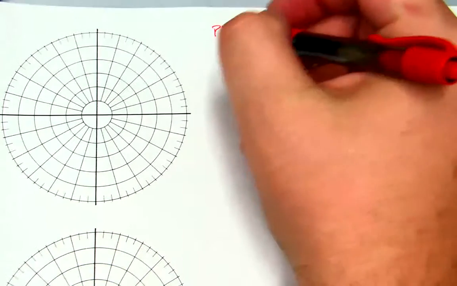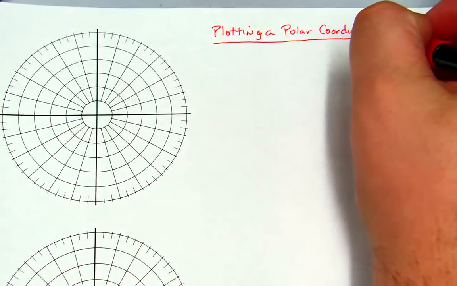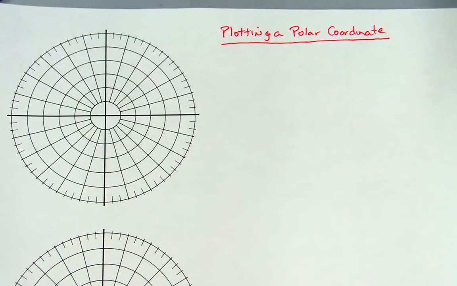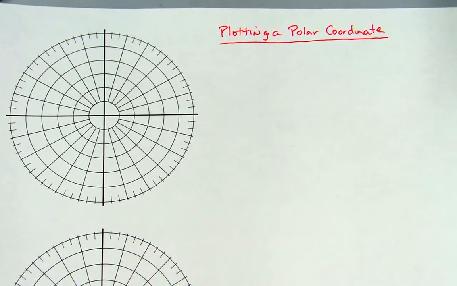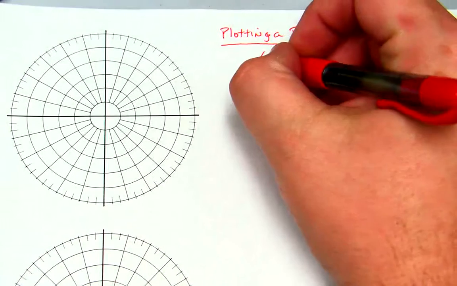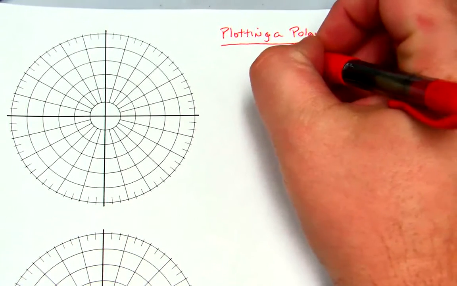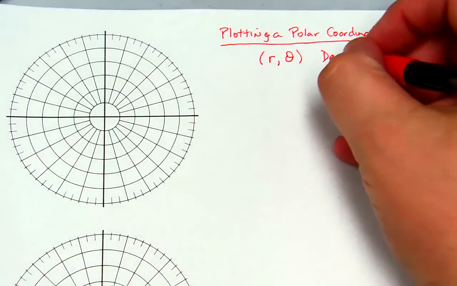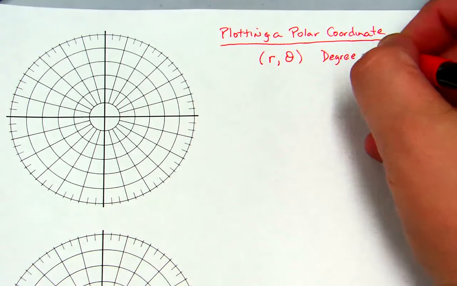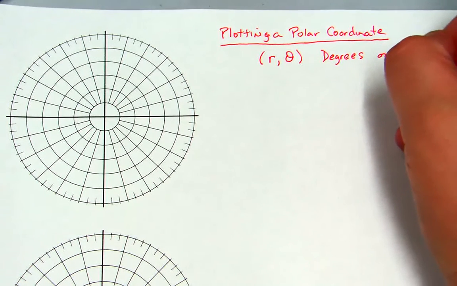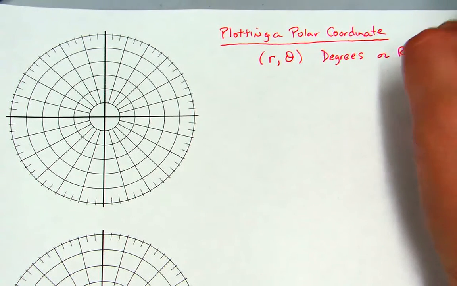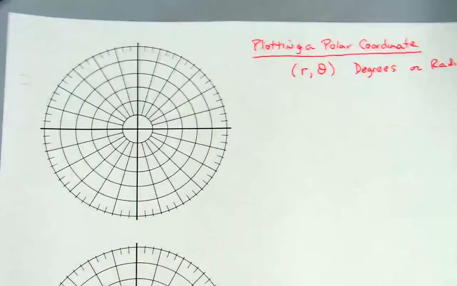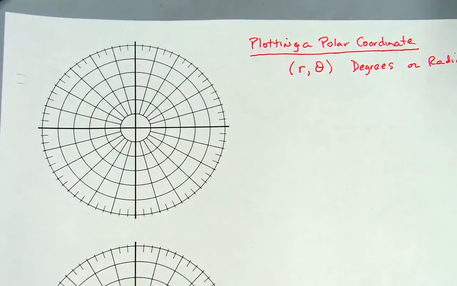Today we're going to do plotting a polar coordinate or a polar point. Doesn't really matter. Now the point is always going to be in r comma theta form, and it could be in degrees or radians. Doesn't matter which one. And in order to plot this, we need to have a polar coordinate system.